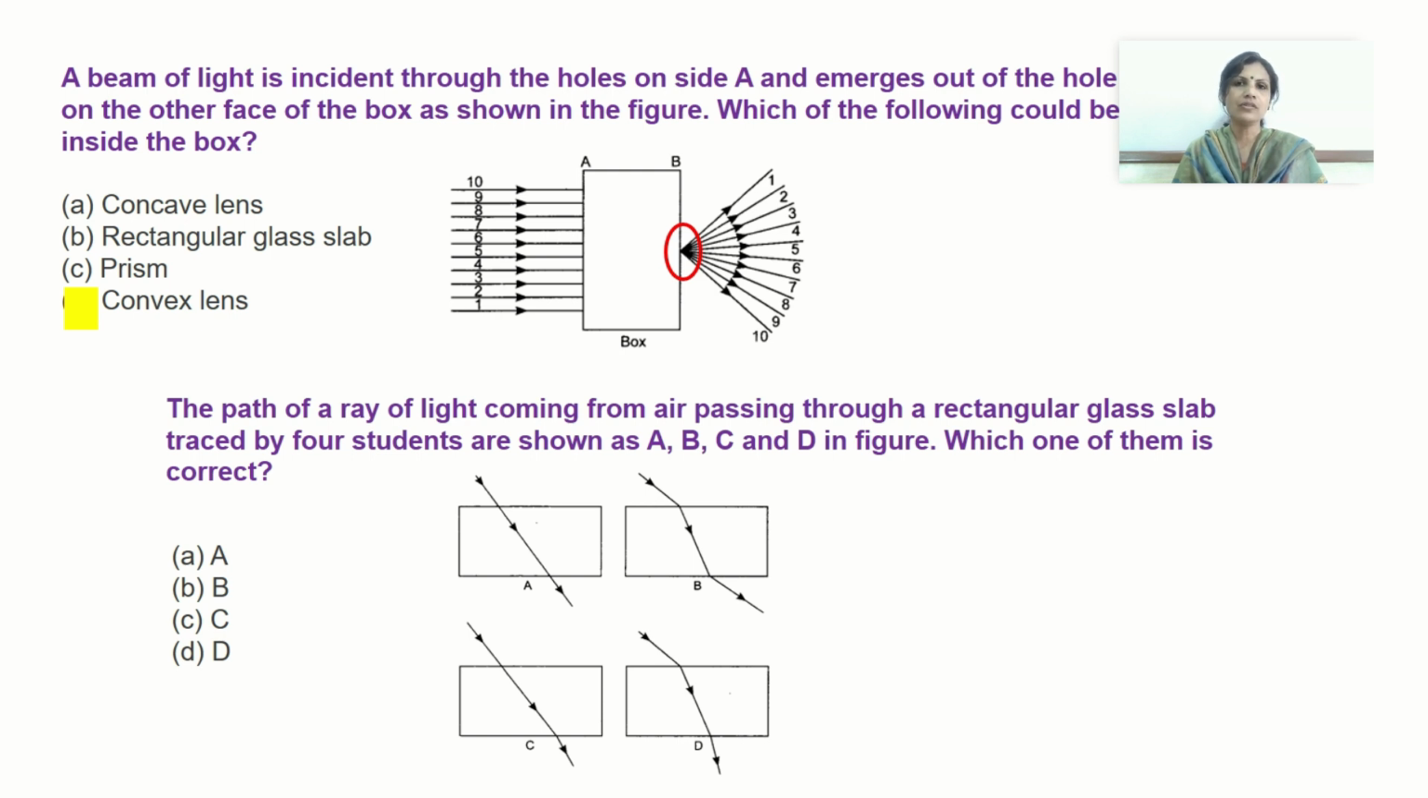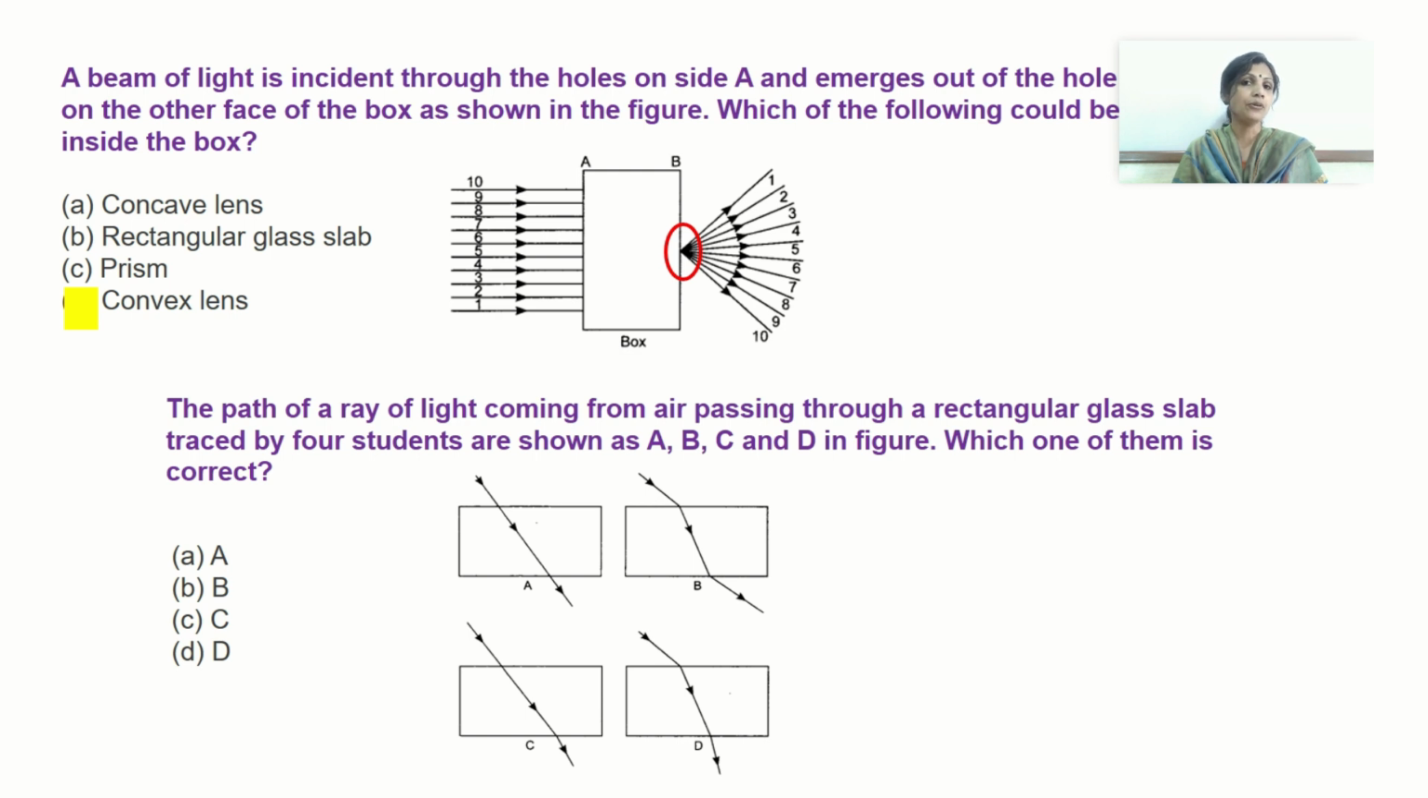Okay, next question. The path of ray of light coming from air passing through a rectangular glass slab traced by 4 students are shown as A, B, C and D in the figure. Which one of them is correct? Look at this. The ray of light passing through a glass slab, and the tracing of that ray of light is given to you. First option, it is not correct at all, because there is no refraction happening. Option B, yes, you can think of. Option C and option D, just check that out.